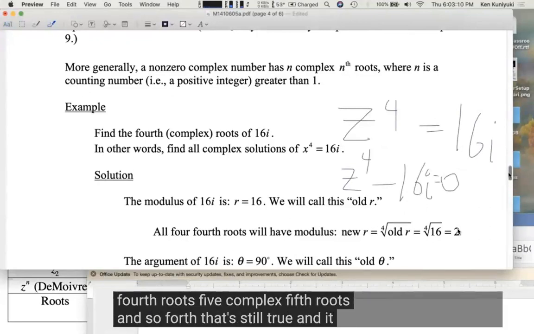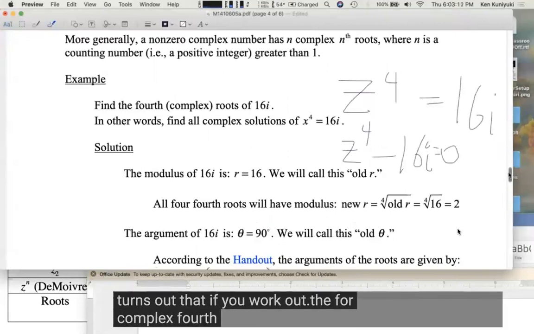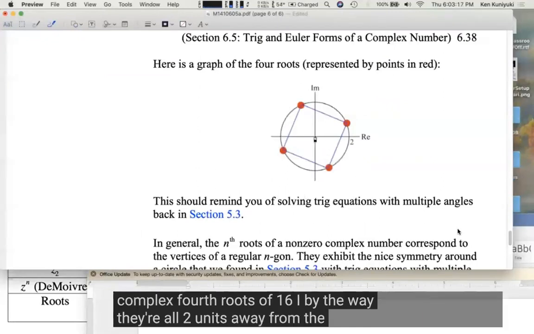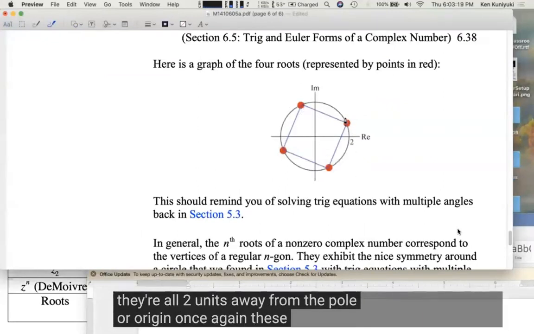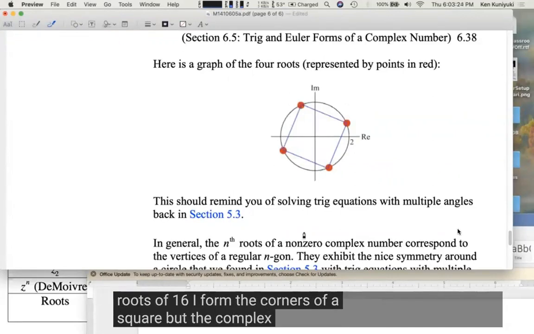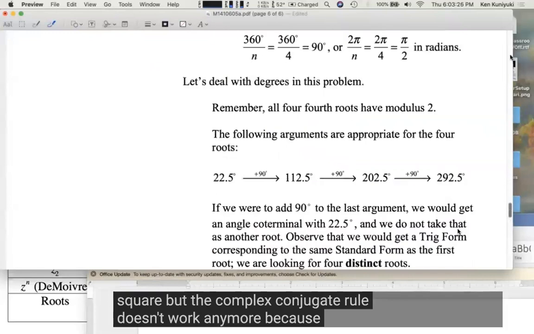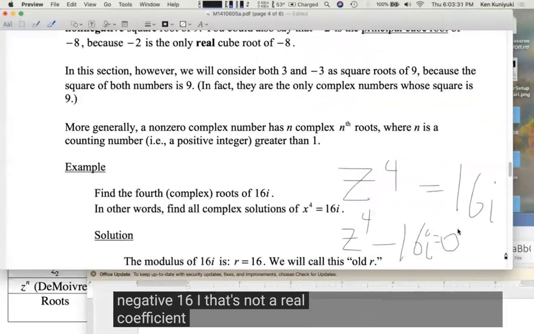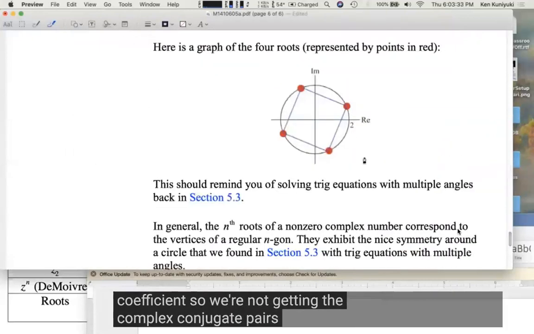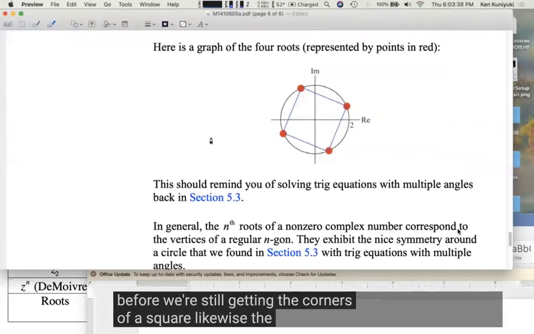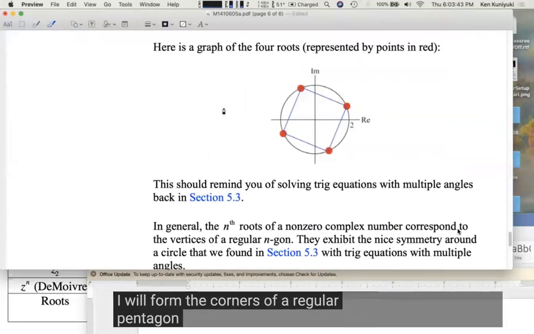That's still true. And it turns out that if you work out the 4 complex 4th roots of 16i, by the way, they're all 2 units away from the pole or origin. Once again, these 4 fourth roots of 16i form the corners of a square. But the complex conjugate rule doesn't work anymore because 16i or negative 16i is not a real coefficient. So we're not getting the complex conjugate pairs like we did before. We're still getting the corners of a square. Likewise, the 5 fifth roots of 16i will form the corners of a regular pentagon.